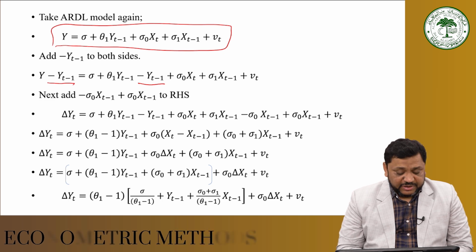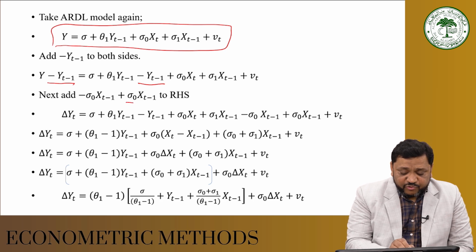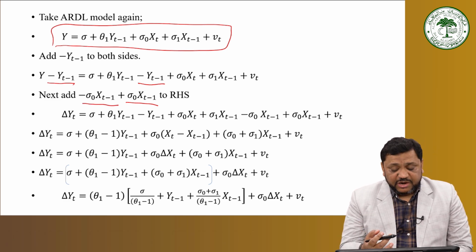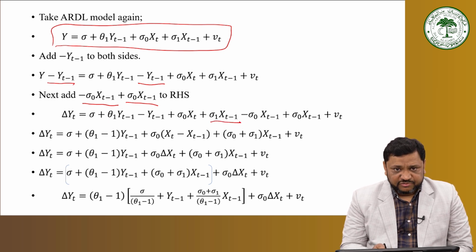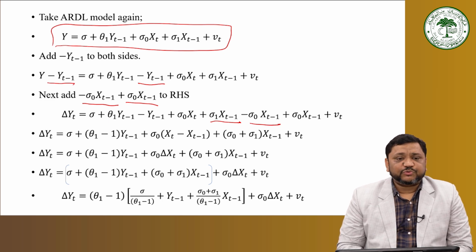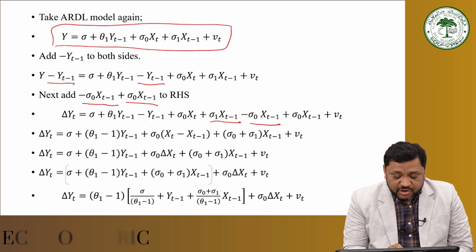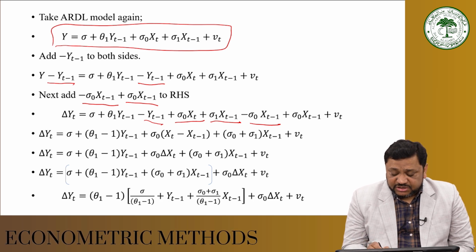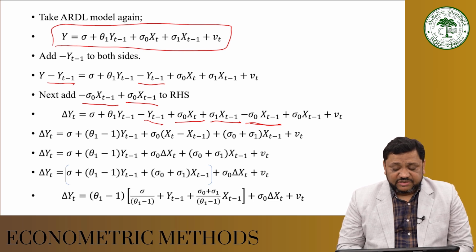We do another manipulation therein. To the right hand side of the equation we add one term sigma naught x_(t-1) and we also deduct the same term, that is sigma naught x_(t-1), on the right hand side. So we have sigma naught x_(t-1) with a plus sign and also sigma naught x_(t-1) with a negative sign. So our full equation becomes delta y_t is equal to sigma plus theta 1 y_(t-1) minus y_(t-1) plus sigma naught x_t plus sigma 1 x_(t-1) minus sigma naught x_(t-1) plus sigma naught x_(t-1) plus v_t.